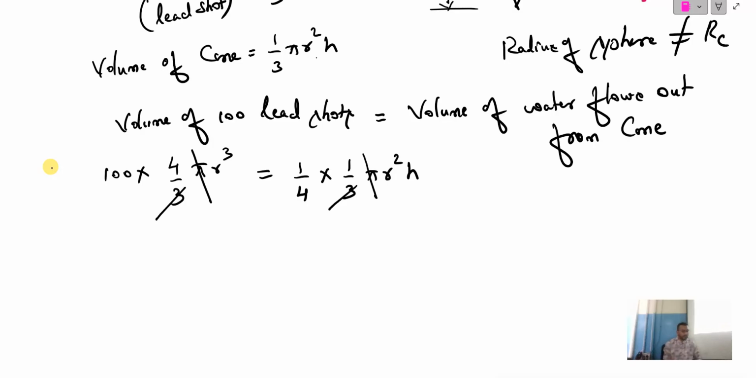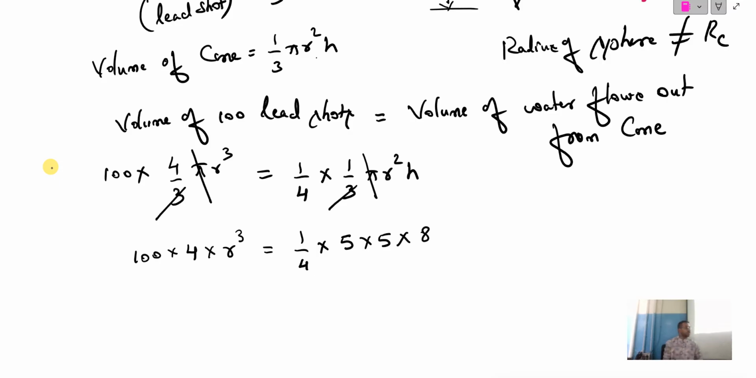Sphere. Yes, I will write. RS means radius of sphere. Sphere is nothing but the lead shot. We want the RS value, isn't it? RS or R you can write. So R square as it is, that is 5 into 5 into 2 divided by 100 into 4. Is this clear? That is the radius of sphere. RS square is equal to 5 into 5 into 2 divided by 100 into 4.